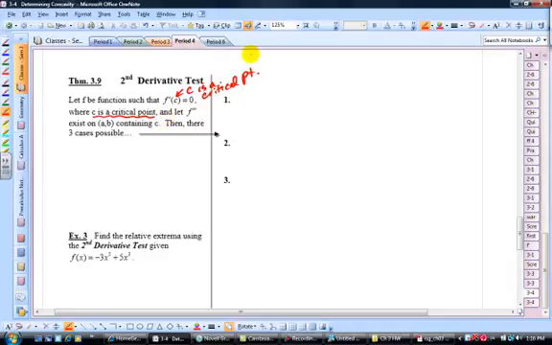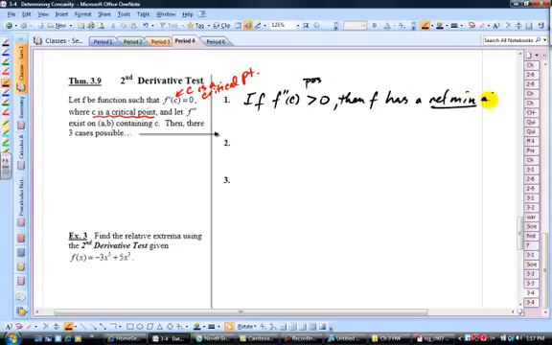Okay, now if c is a critical point, that's important. And you evaluate the second derivative at c, that critical point, then the following must happen. Case 1: the second derivative, f double prime at c, that original critical point you found using the first derivative, if it's greater than 0, which means it's positive there, then f has a relative min at (c, f(c)).